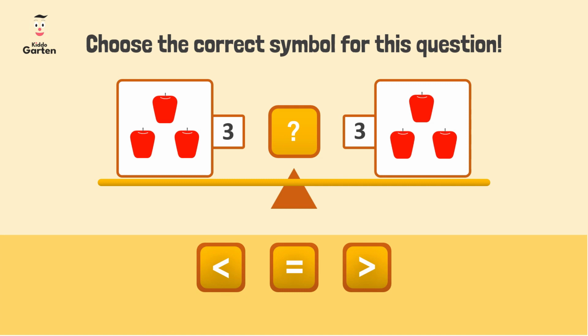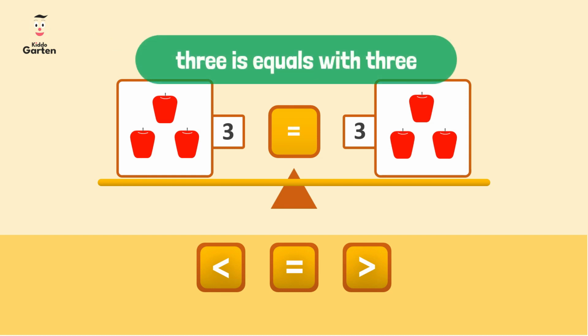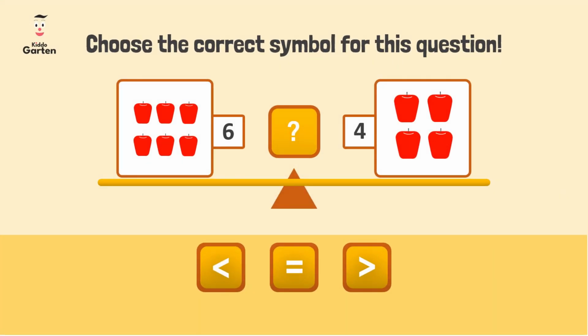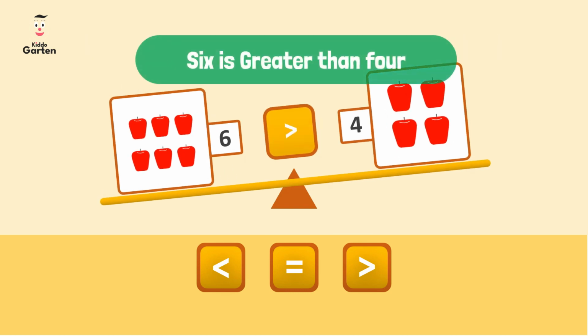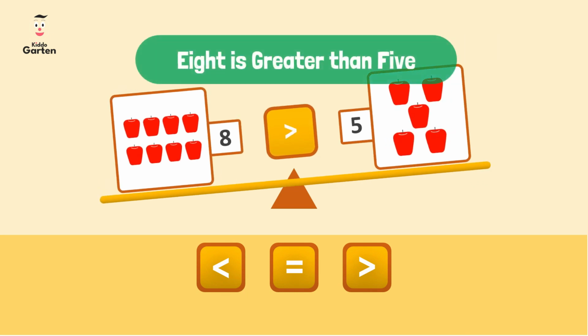How about this? Great! 3 is equals with 3. 6 is greater than 4. Could you guess it? Eight is greater than 5.